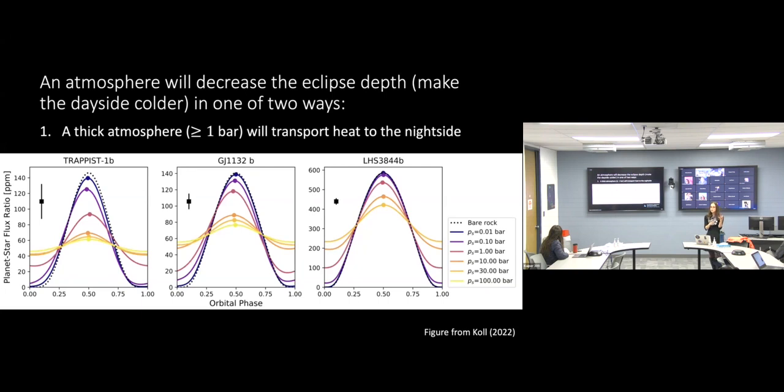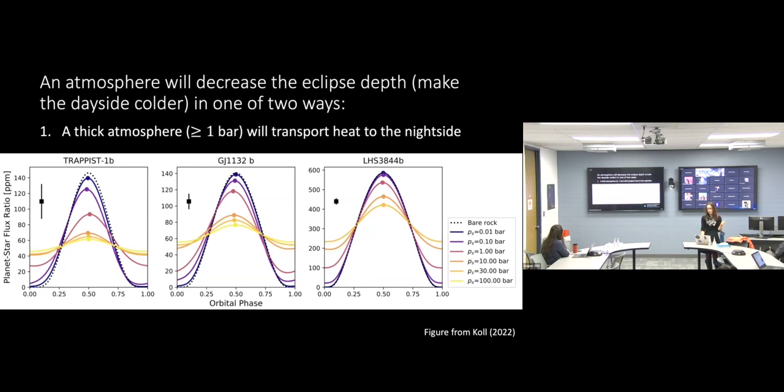And then these black points on the sides of each of these plots are the expected size of error bars you'd get on a day-side temperature measurement from a single observation with JWST. So you can see that once you get to a pressure of about a bar or thicker, the atmosphere begins to redistribute heat effectively enough that you can tell the difference between that cooler temperature indicating you have an atmosphere and the hotter temperature indicating it's a bare rock.